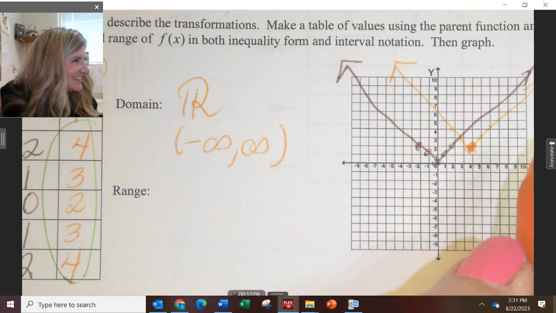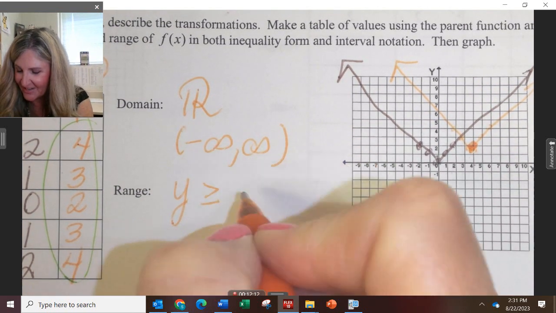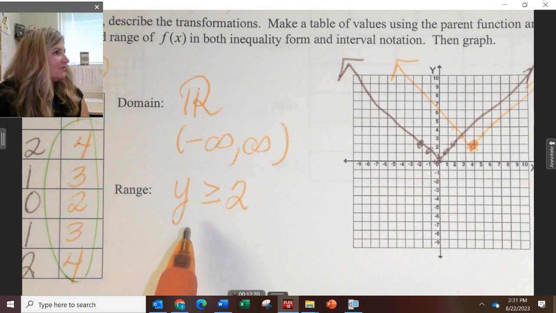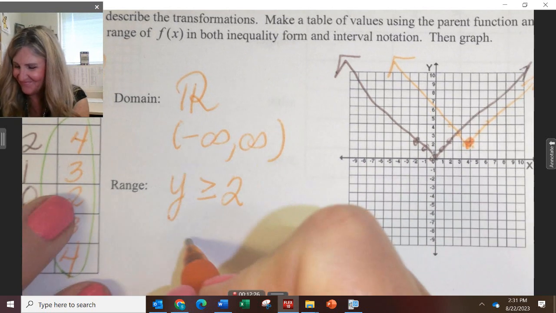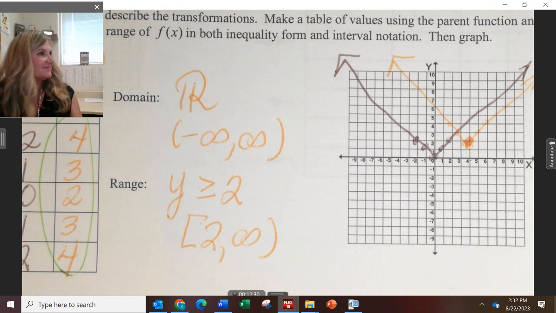What is it? 2. So it's going to be y is greater than or equal to 2. Okay? So then, how do we write that in interval notation? What are we going to do? Yep, bracket 2 and then infinity. Good. Nice. All right. Questions on that?